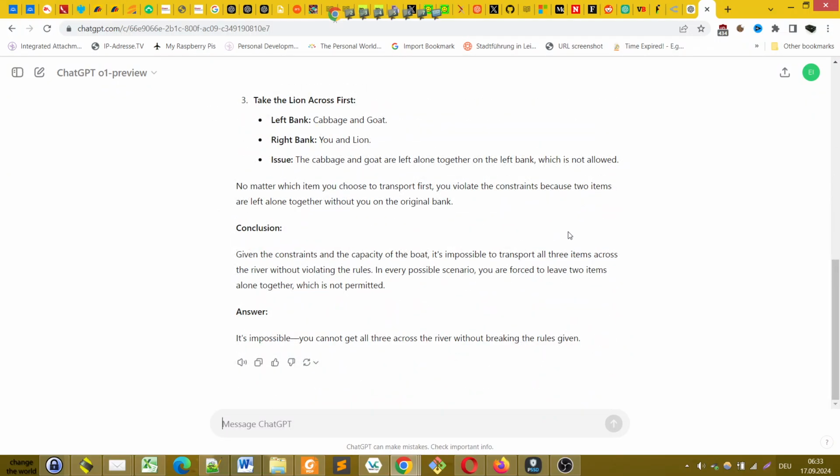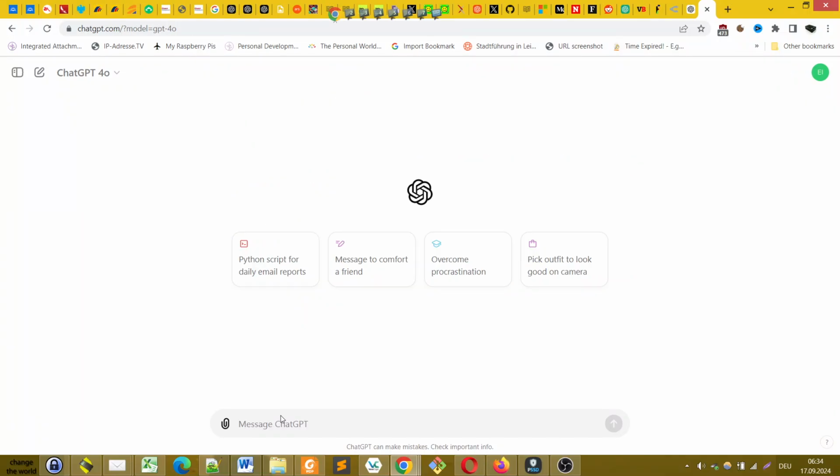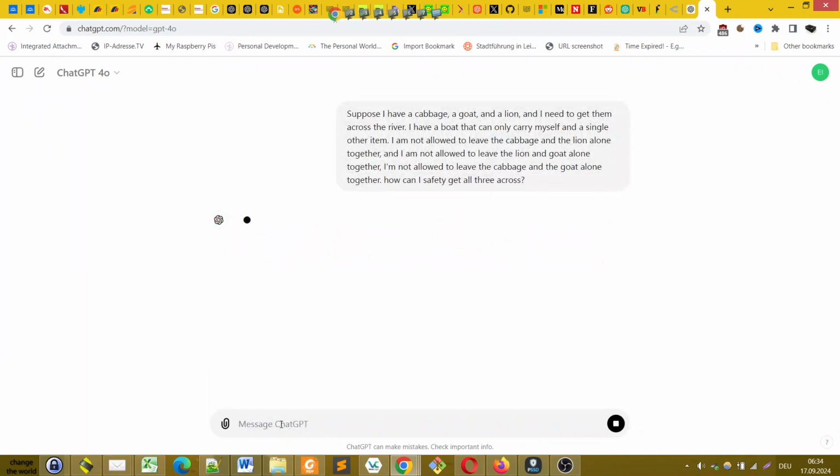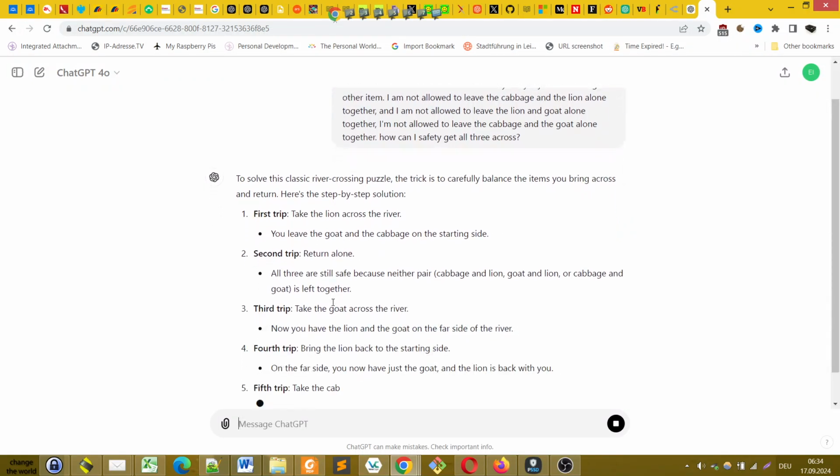So ChatGPT o1-preview correctly recognized that we can't transport all three items with these constraints in the capacity of the boat. So that's the answer we are actually looking for. We wanted it to recognize that we've given it an impossible task. Let's try the same for GPT-4o.